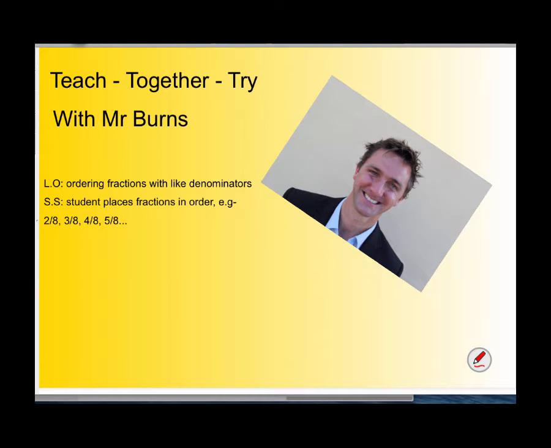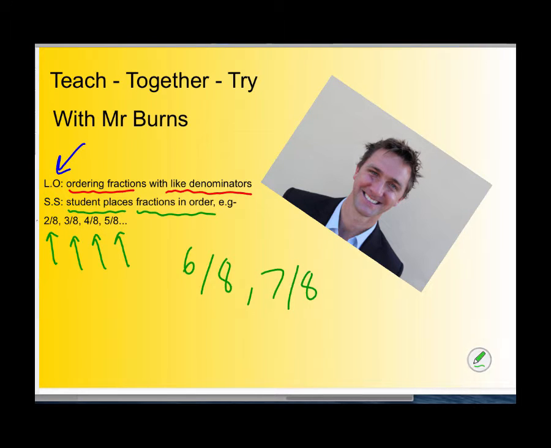Today we are going to be looking at ordering fractions with like denominators, and that is indeed our learning objective: to order fractions with like denominators. Our success criteria will be that you, the student, place fractions in order. For example, you've got 2 eighths, then 3 eighths, then 4 eighths, then 5 eighths, then 6 eighths, then 7 eighths, and so on. You don't jump around all over the place, but you can put them in order going up, ascending, or going down, descending. Okay, let's have a look at that.